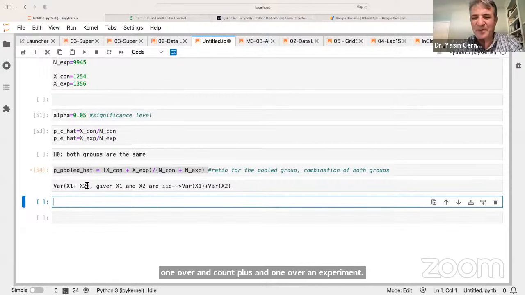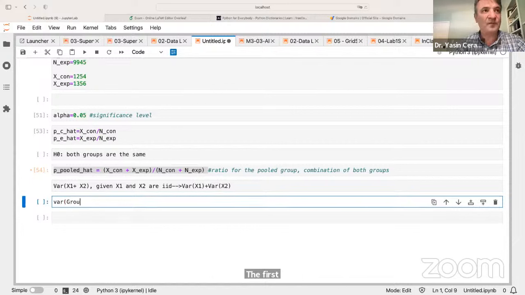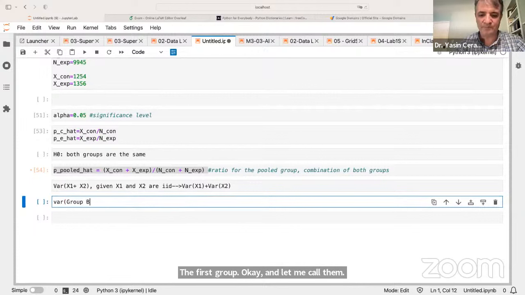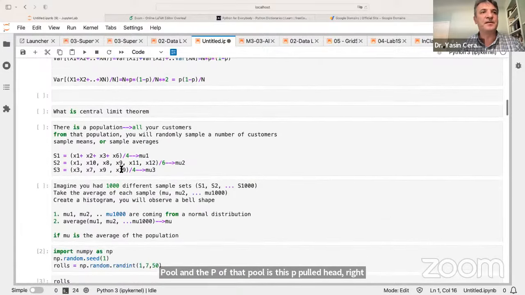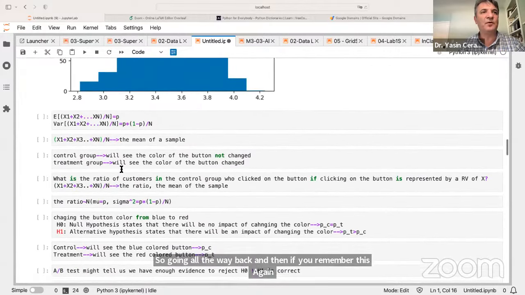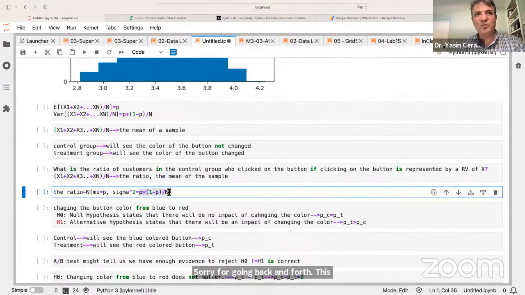All right. So now you may just wonder what this means. So again, what is the variance of the first group? Let me call them group blue. Given that blue group and red group are both coming from the same pool, and the p of that pool is this p pooled hat, going all the way back, if you remember, this one: P times 1 minus P times N. Sorry for going back and forth.